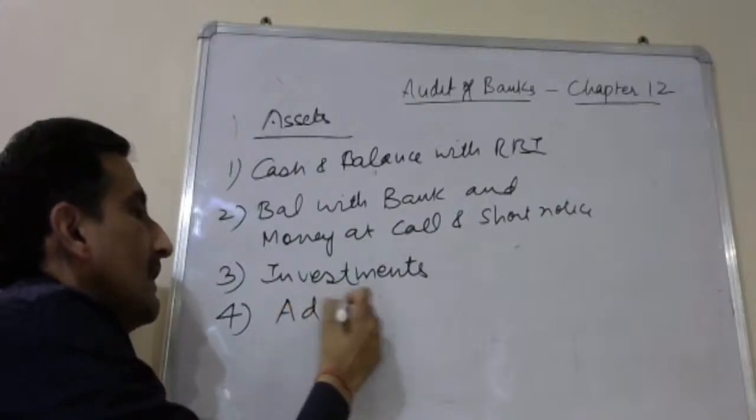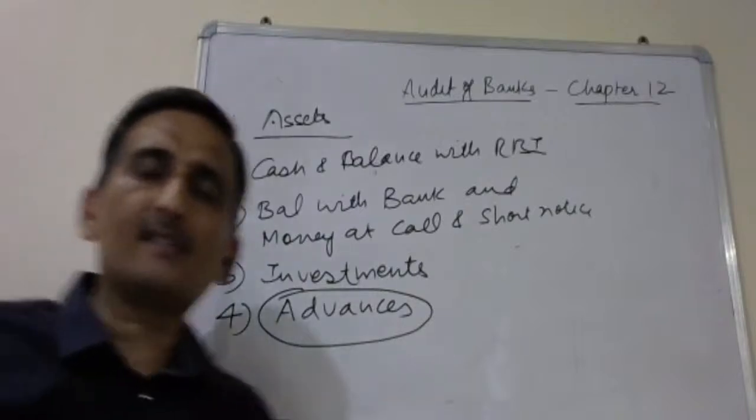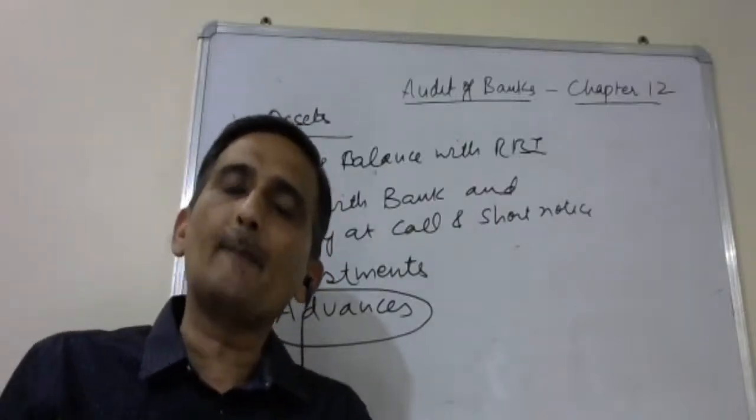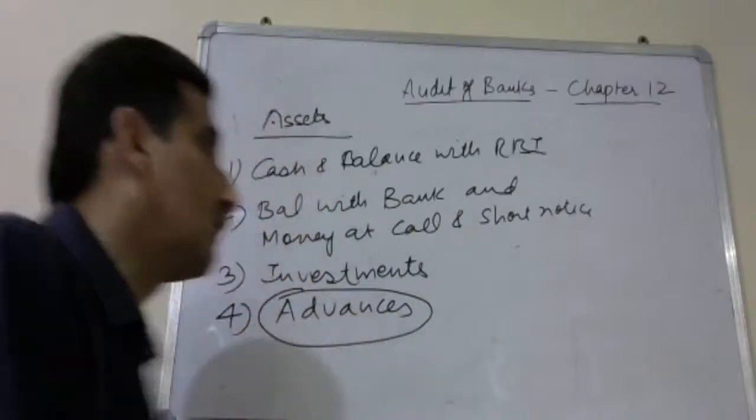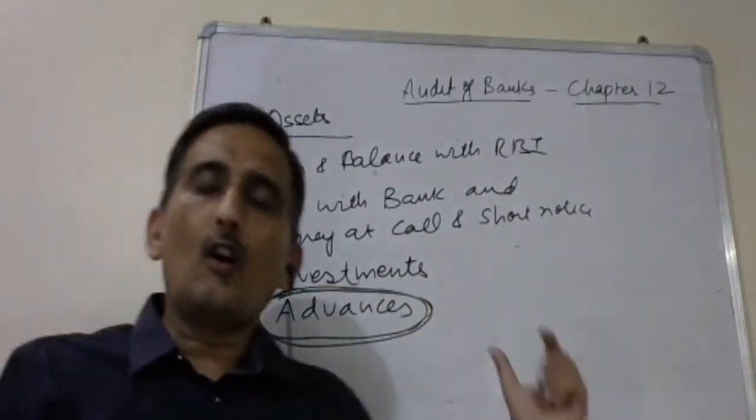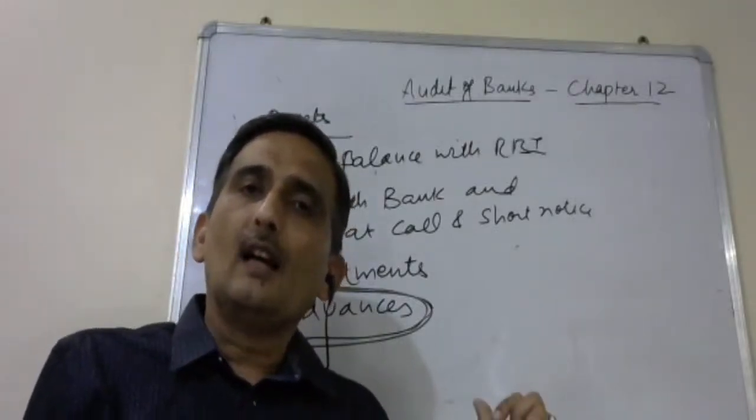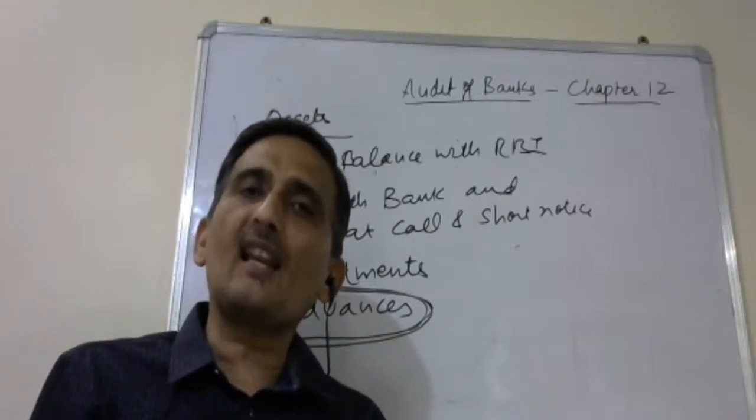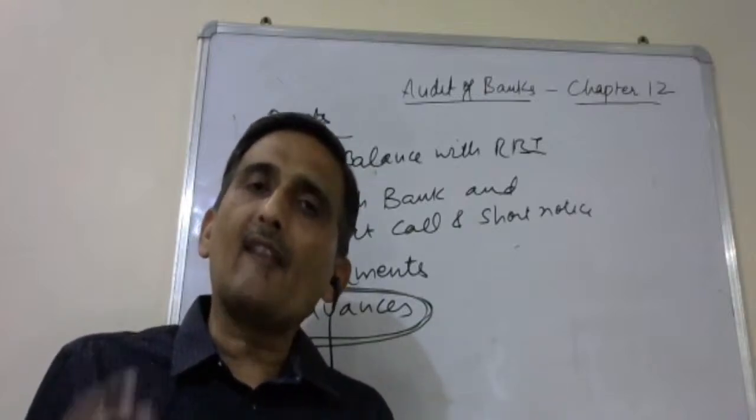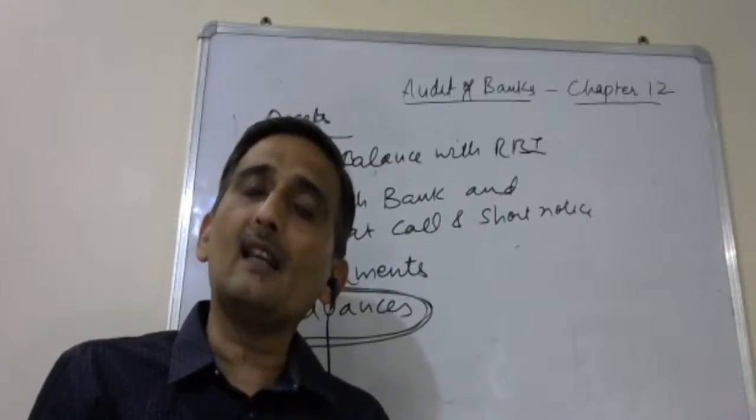Fourth is advances. Now this is the main asset of the bank. We had studied earlier that a bank accepts deposits from the public, and it lends money to trade, to industry, and also to the general public. So this is the main item of the assets of the bank. Out of the total assets of the bank, advances constitute a substantial portion. That is why special emphasis is laid by the auditor in auditing advances of the bank, and that is why we will be reading about the audit of advances of a bank in greater detail.